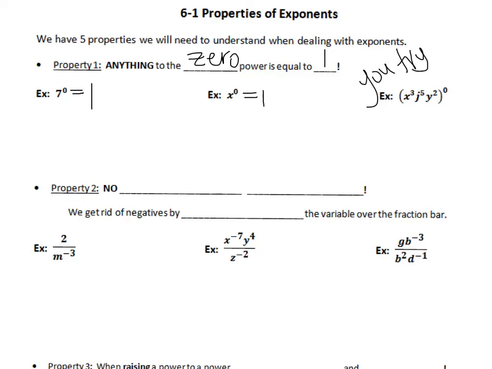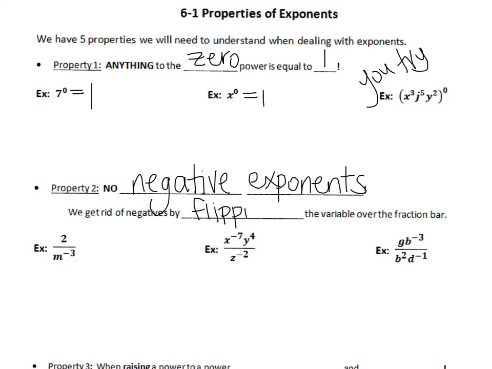Property 2. We're not allowed to have any negative exponents. We get rid of negatives by flipping the variable over the fraction bar. So you know how with a fraction we have the numerator and the denominator? I think of it as just changing location, or like it says, flipping the variable over the fraction bar.